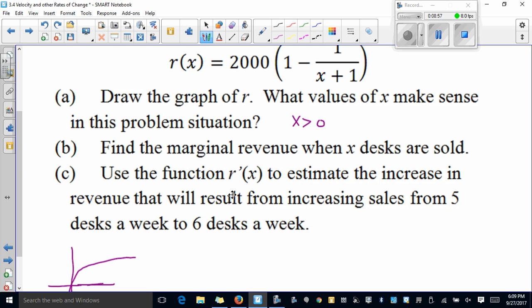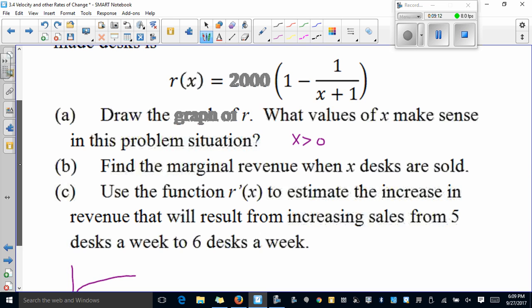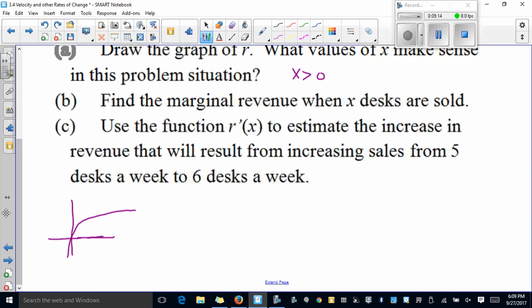Now, some people will go, well, you know what? After about 10 desks, I'm not making any more money. I'm making pennies. You're right. You don't want to make just pennies off of a desk, so you're going to stop making them. So they want you to find the marginal revenue when X desks are sold. So part B, this is part A, part B. So let me bring that equation down.